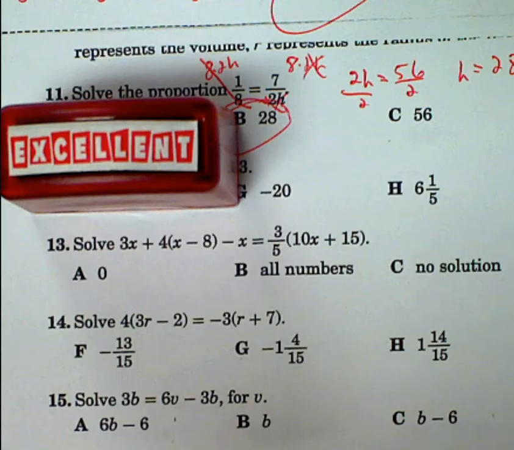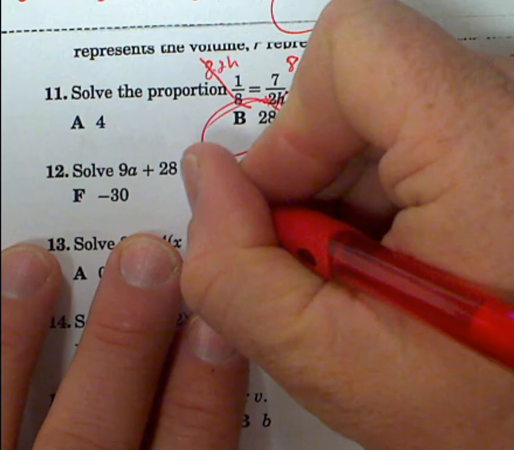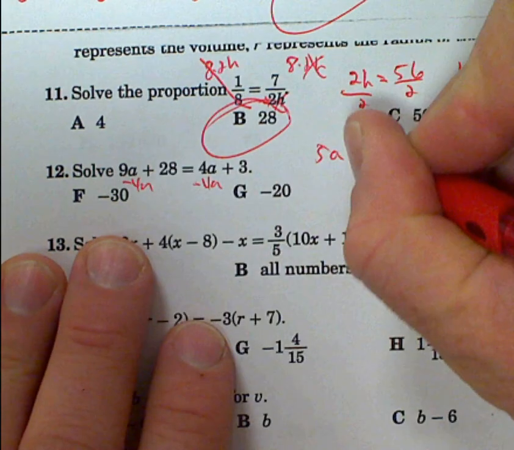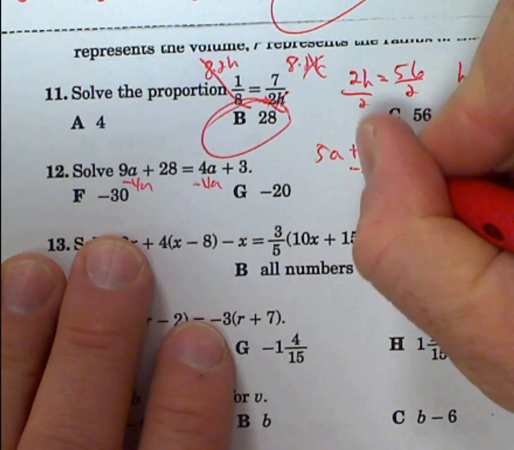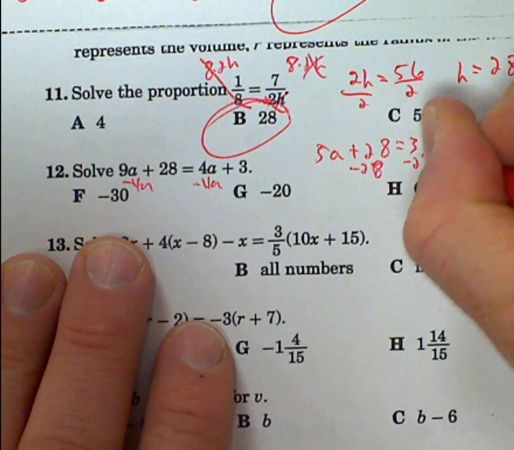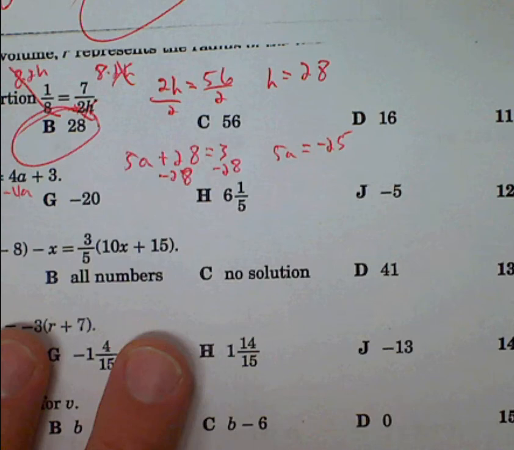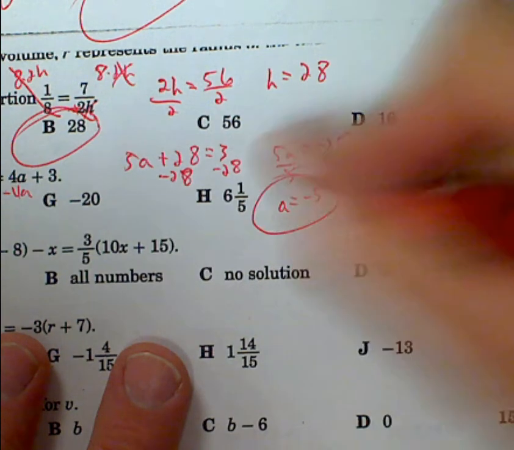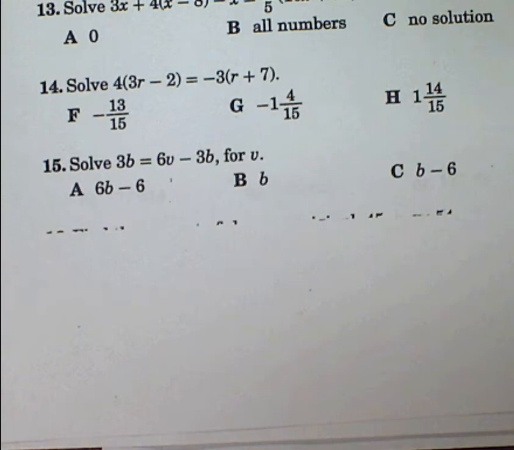Try number 12, pause the video and try. I'm going to subtract 4a, that gives me 5a plus 28 equals 3. Minus 28 from both sides, 5a equals -25. Divide by 5, a would be -5, so that would be J. We're almost done. Pause the video here and try.